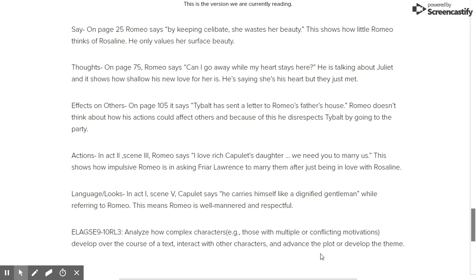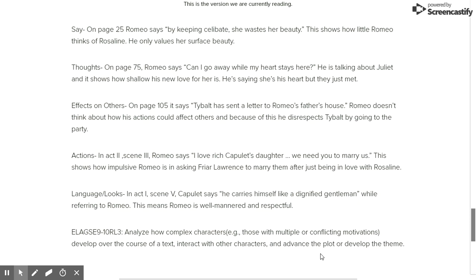And for T, on page 75, Romeo says, "Can I go away while my heart stays here?" He is talking about Juliet, and it shows how shallow his new love for her is, saying she's his heart, but they just met.